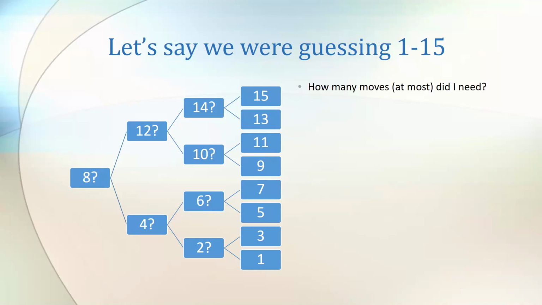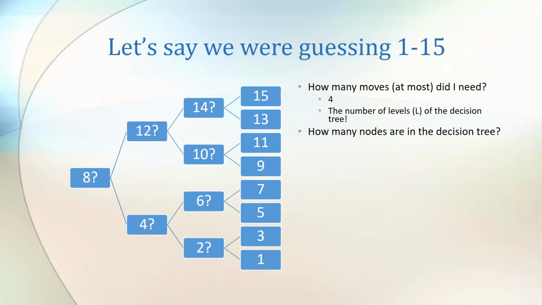Cool. Oh yeah, we answered that already. How many moves did I need at most? The answer is 4. 1, 2, 3, 4. In 4 moves, I'll have the answer, where the fourth move is saying the answer, more or less. And in this case, I'm saying that's the number of levels in this tree. With me so far, right?